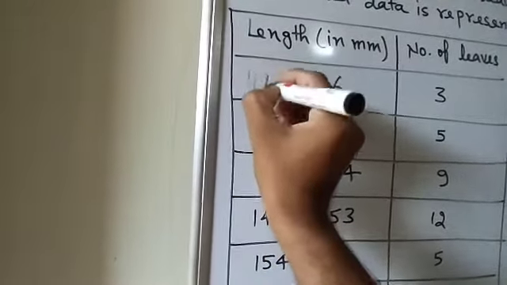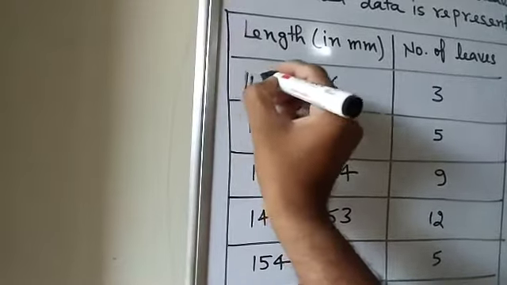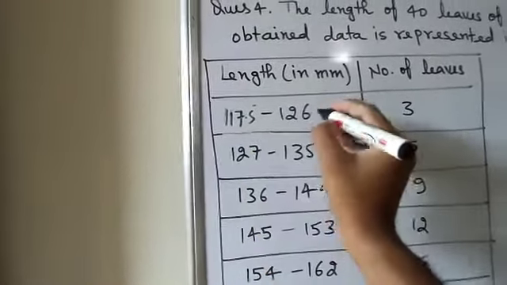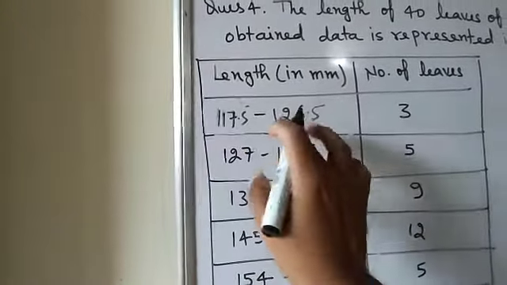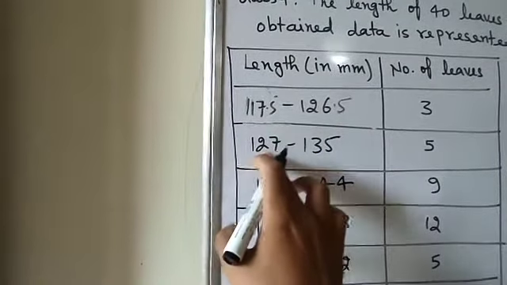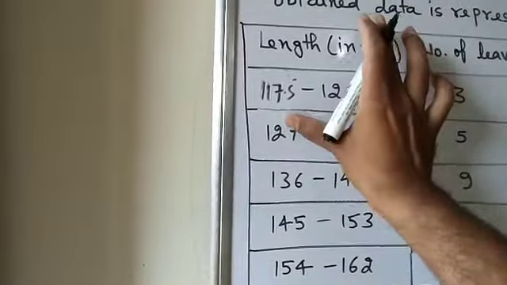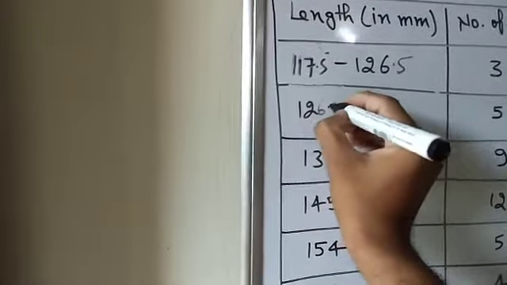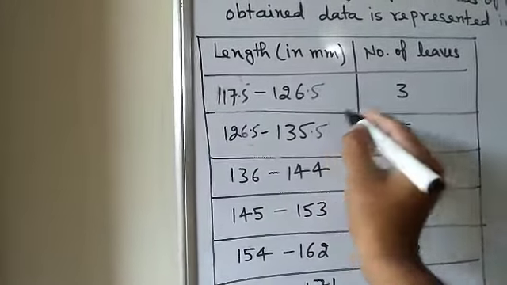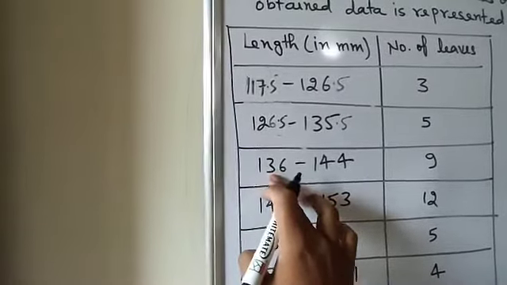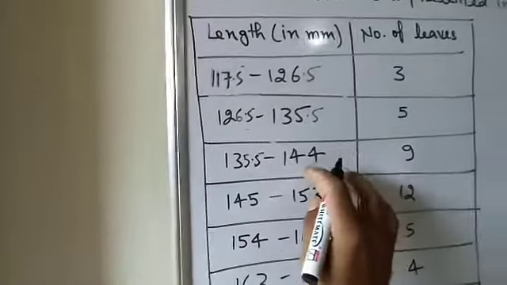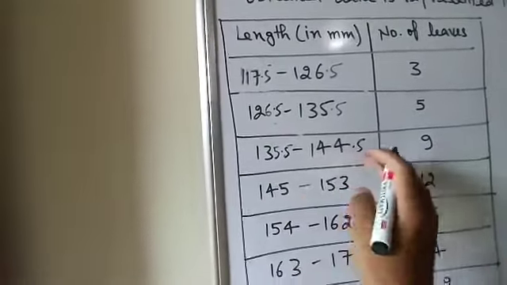So it will be 117.5. And add 0.5 to the upper limit. If you add 0.5 here, it will be 126.5. Again 127 minus 0.5 will be 126.5. And if you add 0.5 here, it will be 135.5. Again if you subtract 0.5 from here, it will be 135.5. And if you add 0.5 here, it will be 144.5.